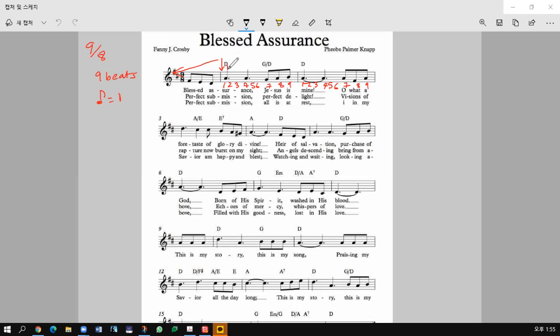And then this one can be divided into what? 3 eighth notes, because a dotted quarter has 3 eighth notes, right? In this song, it's not 4/4, it's 9/8. So this is compound, and how many groups? 3, right? 1, 2, 3. So this is what? Compound triple meter. Okay, so these are some examples here.